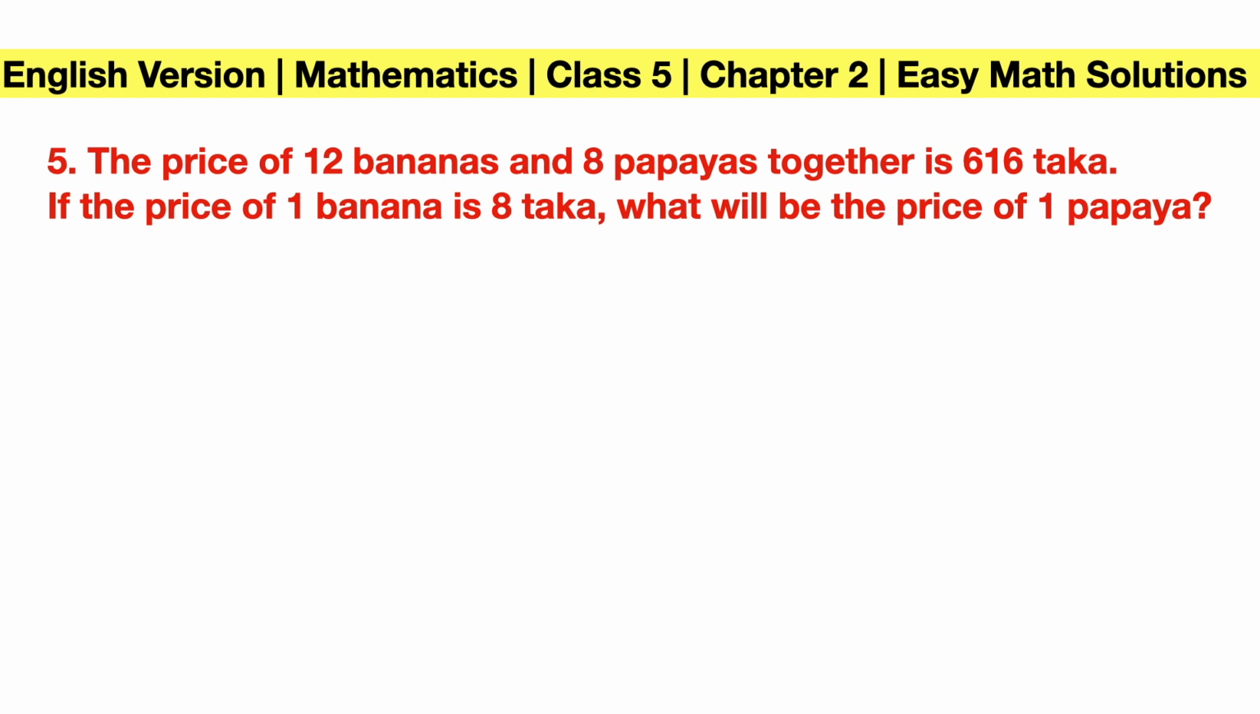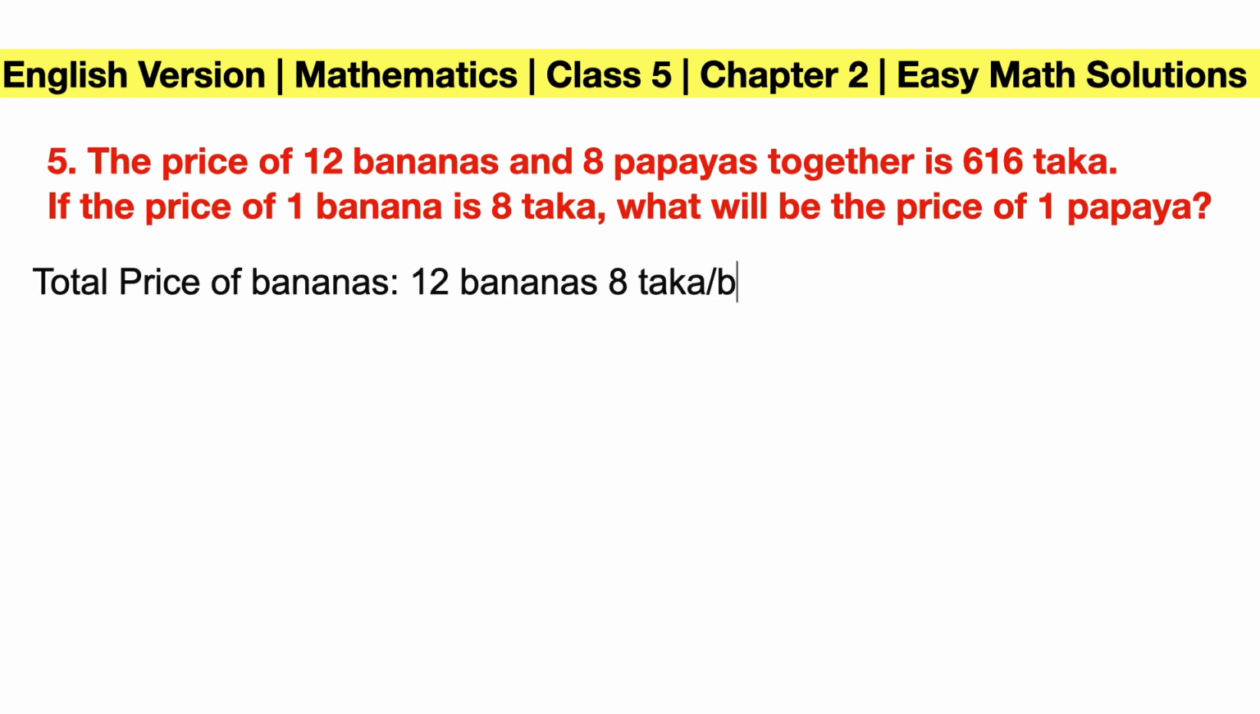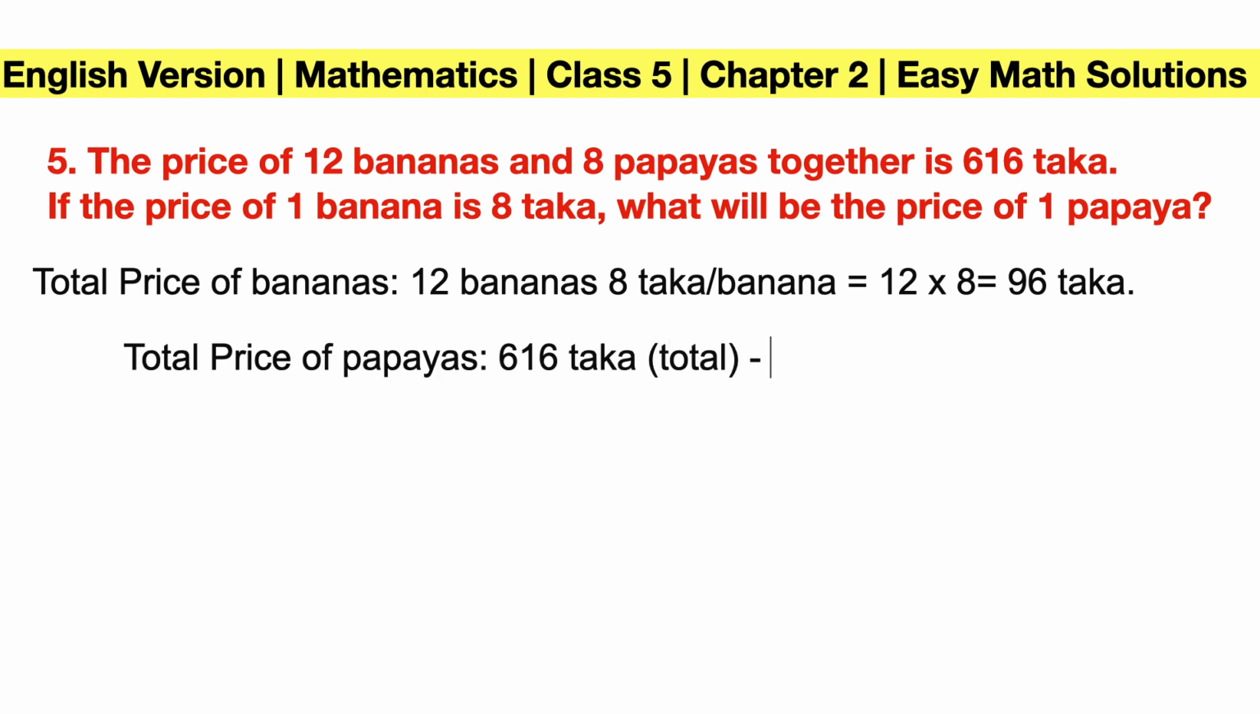Let's see how to solve this. Here the total price of bananas: 12 bananas into 8 taka, that means 96 taka. And the total price of papayas, if we subtract 616 minus 96, equals 520 taka.